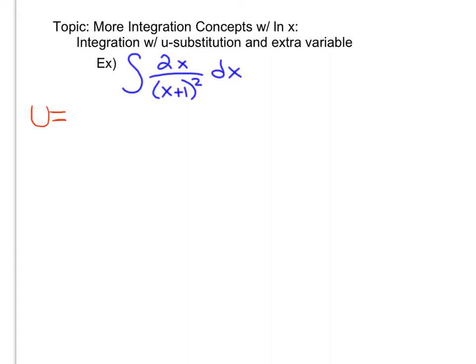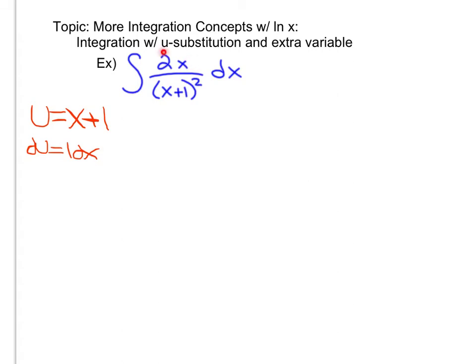I'm going to go ahead and try letting u equal x plus 1, giving me du equaling 1 dx. Hopefully it's okay that I skip that kind of intermediate step. If it's not, please make sure that when you come into class the next day that you are talking to me about where that intermediate step went. Now I'm ready to put u in for x plus 1 and du in for dx.